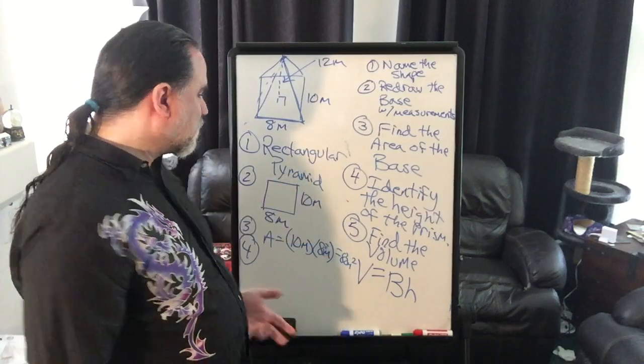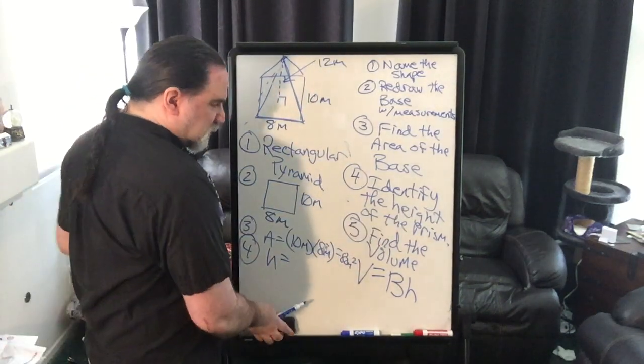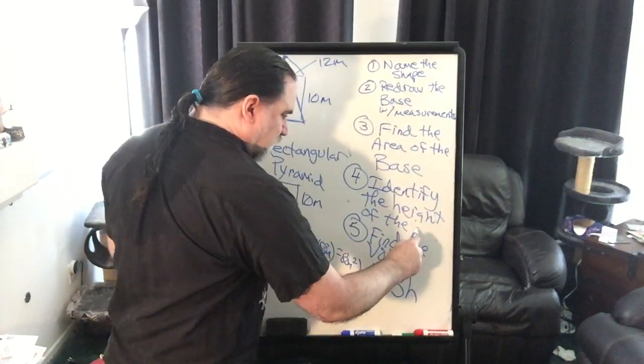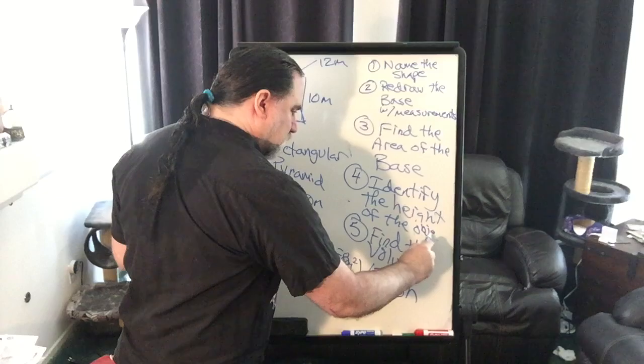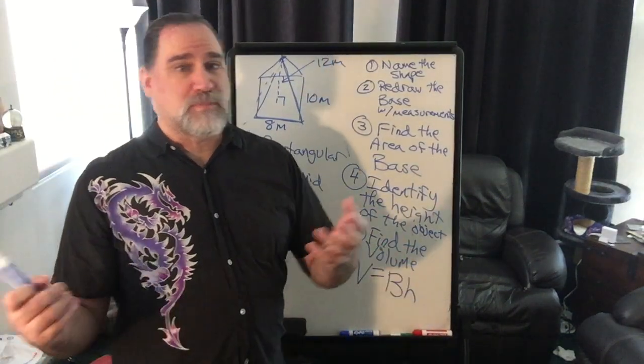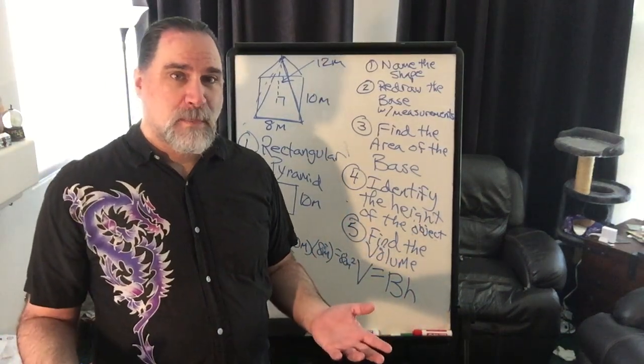Step 4, identify the height. Now this said of the prism, so I'm going to have to change it. In fact, why don't I just change it to a generic? Height of the object. So now instead of saying height of the pyramid, or height of the prism, or height of the cone, or height of the cylinder, I can just say the height of the object.